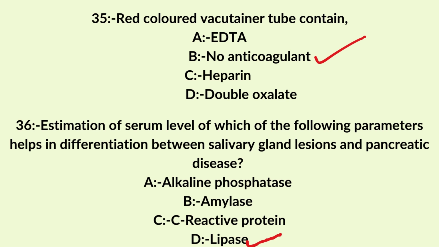Next one, estimation of serum level of which of the following parameters helps in differentiation between salivary gland lesions and pancreatic disease? Options: alkaline phosphatase, amylase, C-reactive protein, lipase. Answer is option D, lipase.